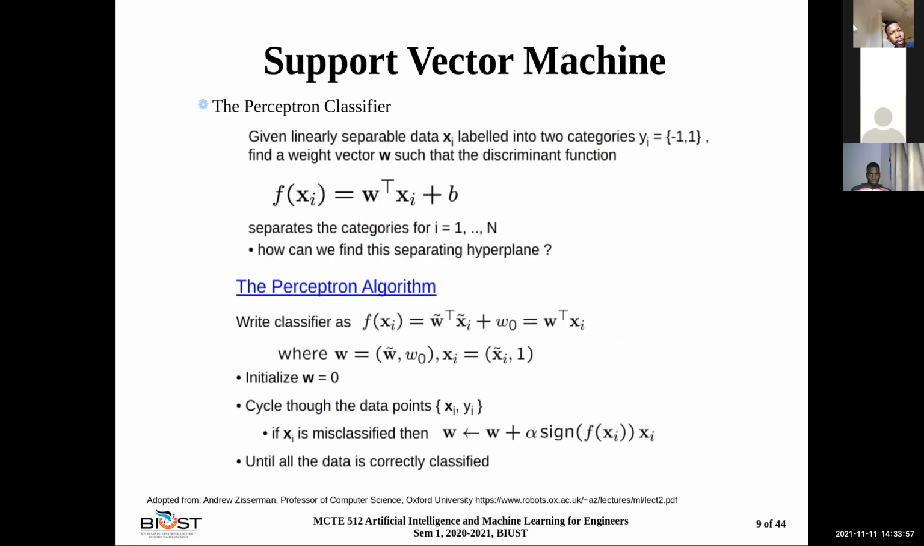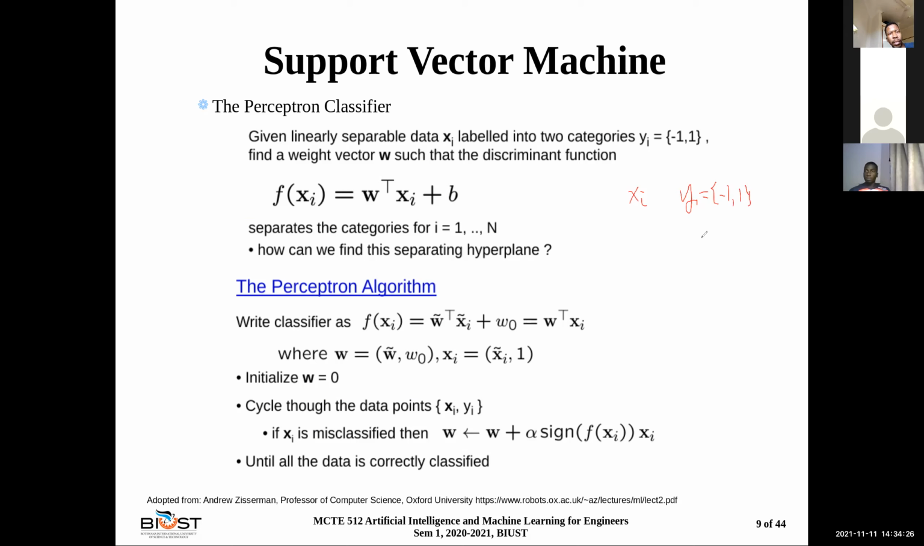The perceptron classifier. We are given input data X, so what is xi and what is the output y, minus one or one? How does it look like? There's always an xi and there's an output yi that is one or minus one.